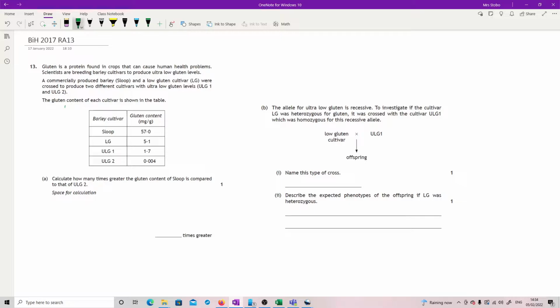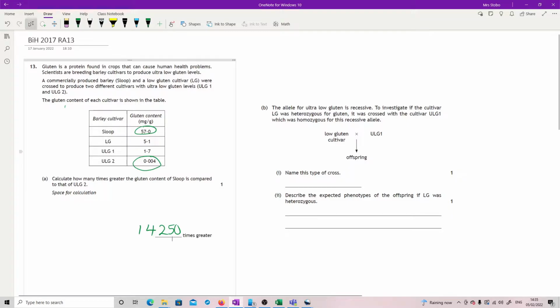Okay, the gluten content of each cultivar is shown in the table. Calculate how many times greater the gluten content of Sloop is compared to that of ULG2. So we're just looking at this compared to that. So 57 divided by 0.004, which may give you a number which you think must be too big, but really that should not surprise you. This is 0.004, and you've got 57 on the top, so that's how many times greater.